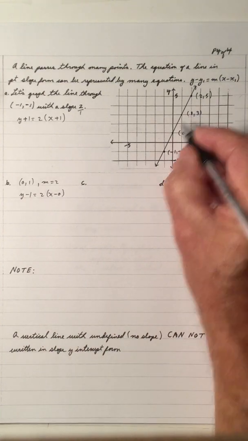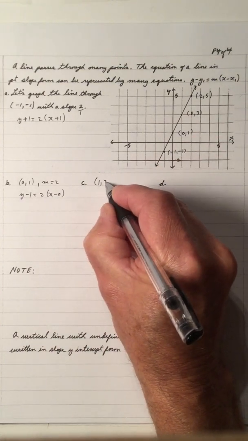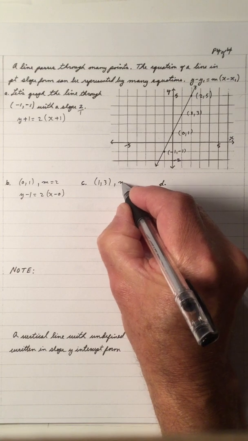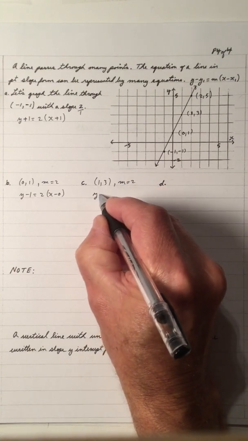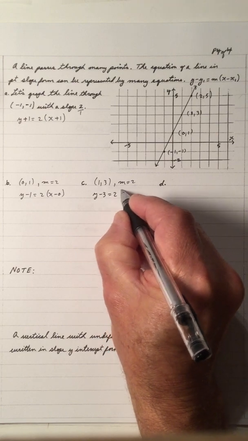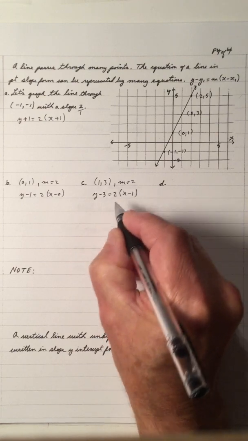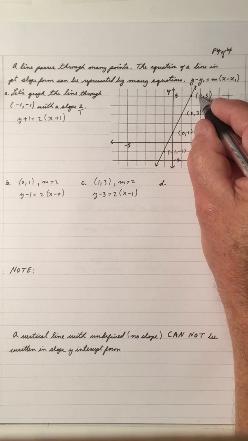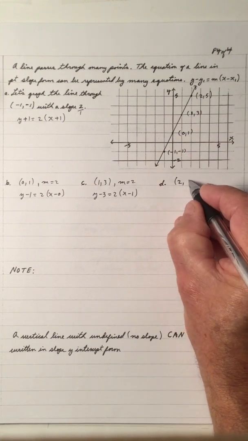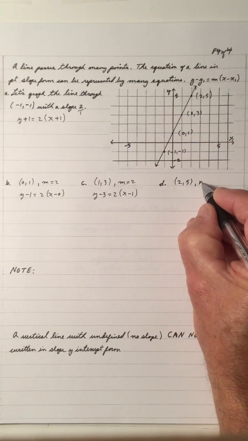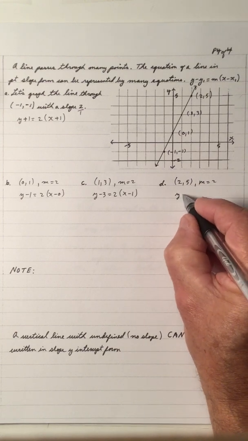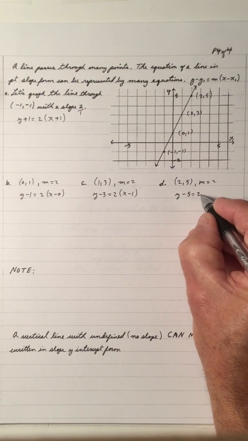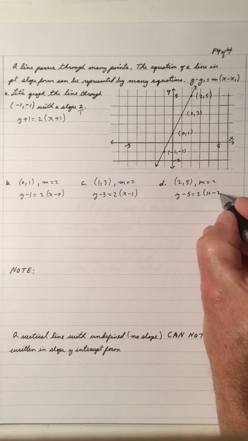C, let's take the point (1, 3). So we have the point (1, 3) on the line with a slope of 2. Work out the point slope form. Y minus 3 equals 2 times x minus 1. And we take the other point, which is (2, 5), which has a slope of 2. And the point slope form is y minus 5 equals 2 times x minus 2.